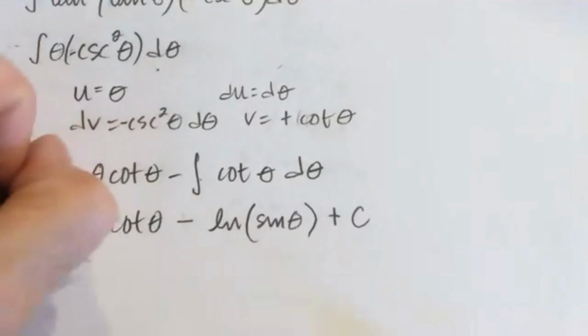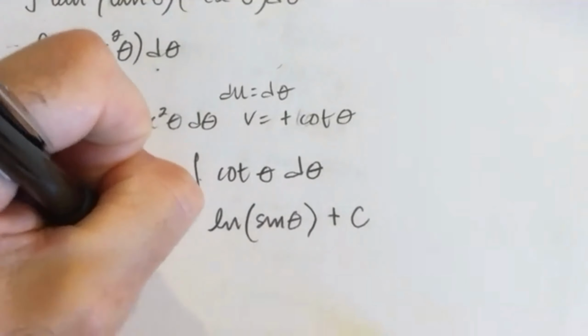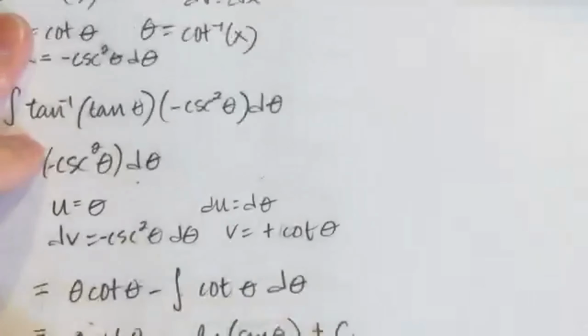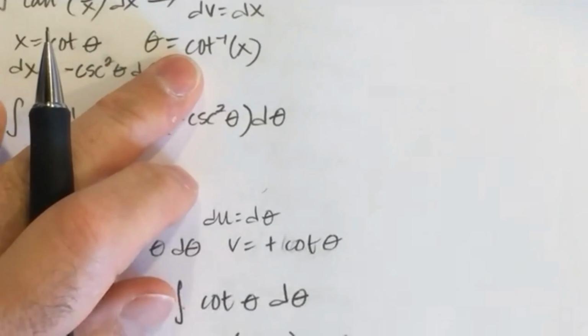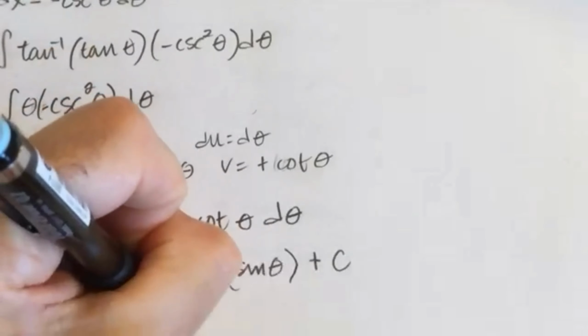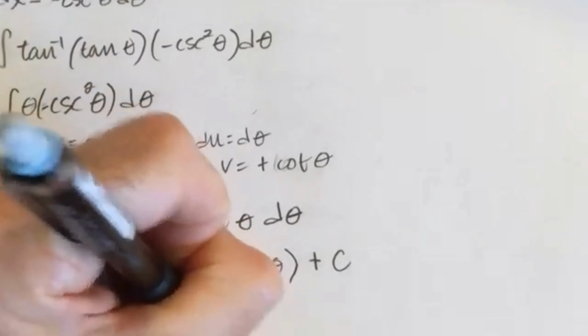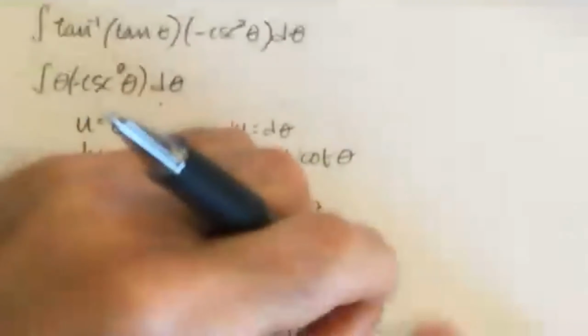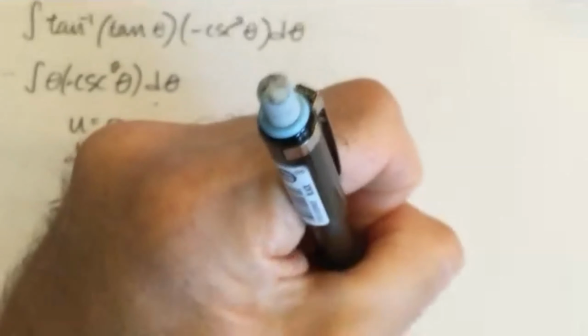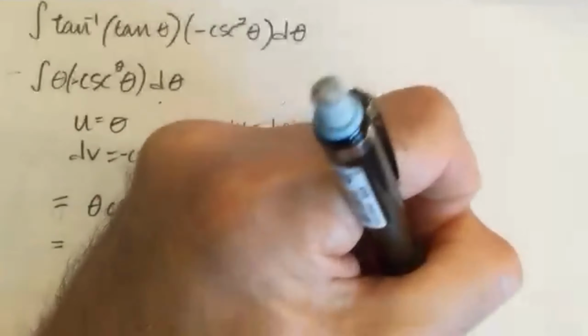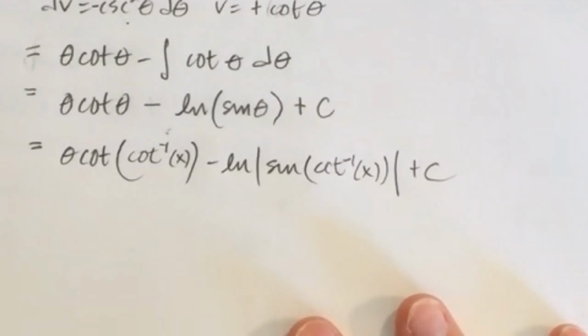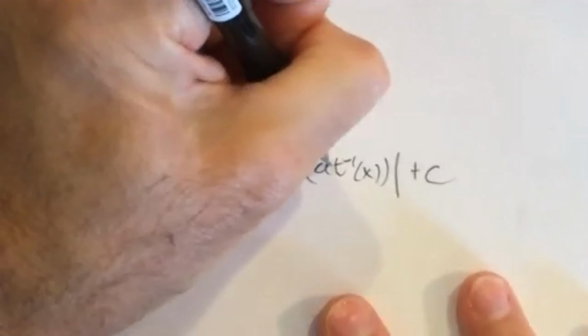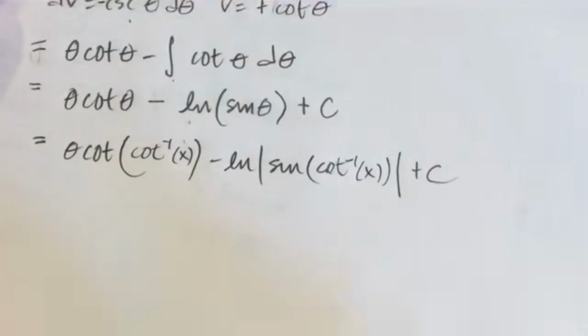Here's what I need. I got theta cotangent. X was way back up here. Theta was inverse cotangent x, of the inverse cotangent minus the log of the sine of the inverse cotangent. That's a cotangent of x, right, plus c. Okay, so what are we doing now? We're just doing trigonometry. That's it. There's no calculus going on, but trigonometry is certainly part of calculus.